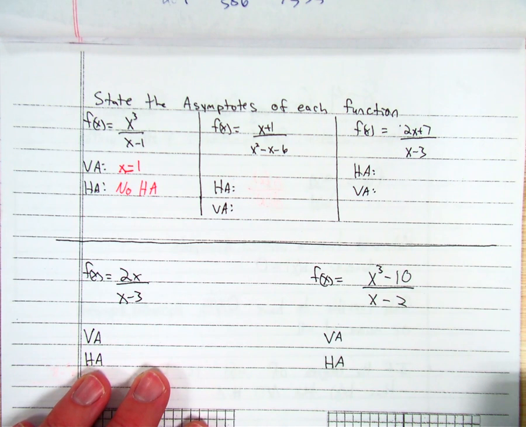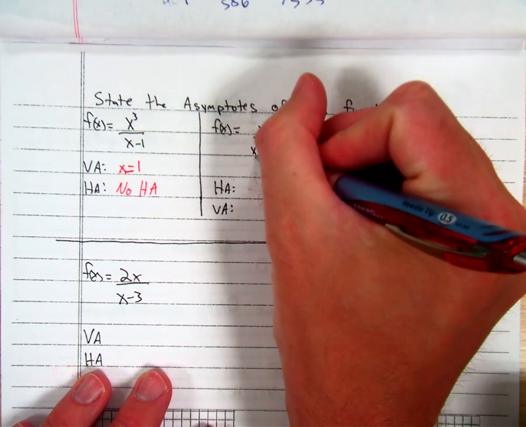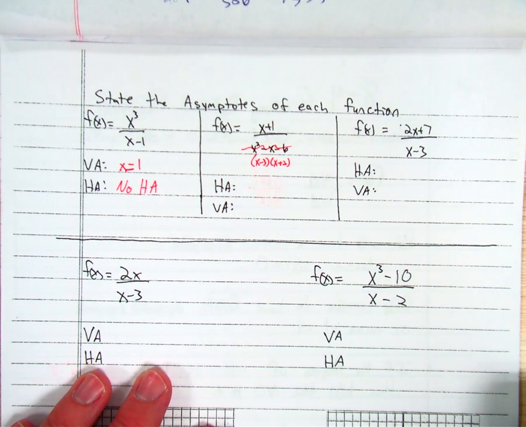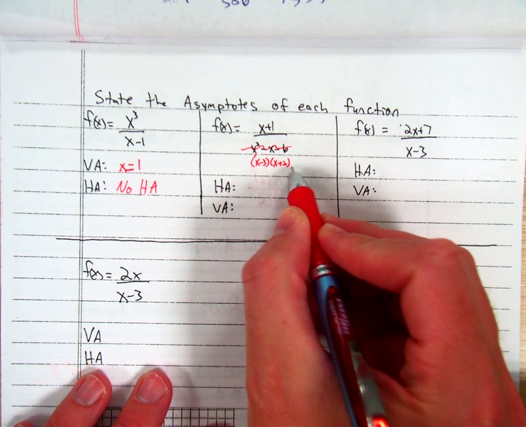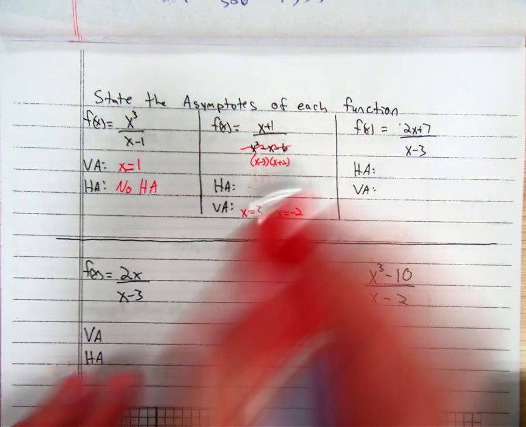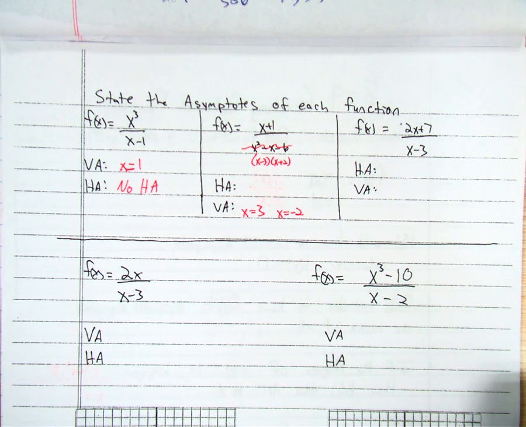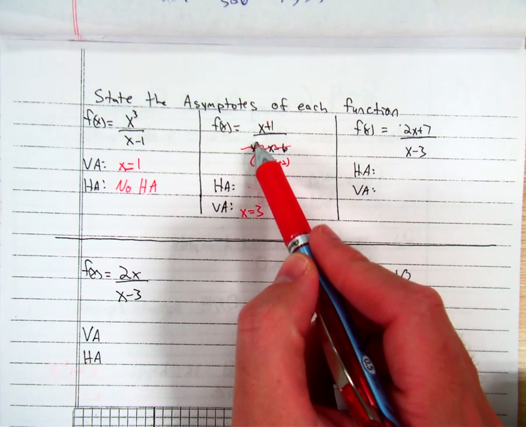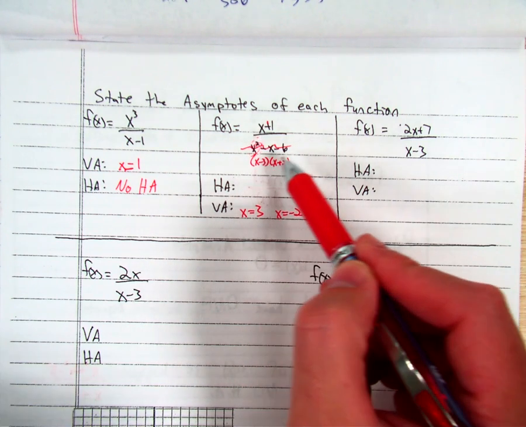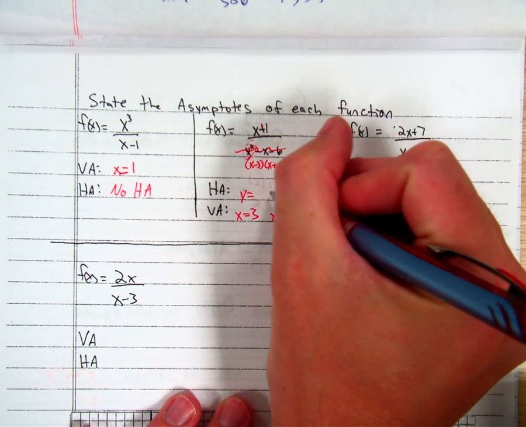Middle one, x plus 1 over x squared minus x minus 6. Let's factor that. X minus 3, x plus 2. So what would make the bottom equal 0? 3 and negative 2. So our verticals are going to be at 3 and at negative 2. Our horizontal asymptote, x to the first on the top, x squared on the bottom. Good thing I didn't black this out. I can still see it. Bottom wins, and if the bottom wins, it just gets pulled down to 0.